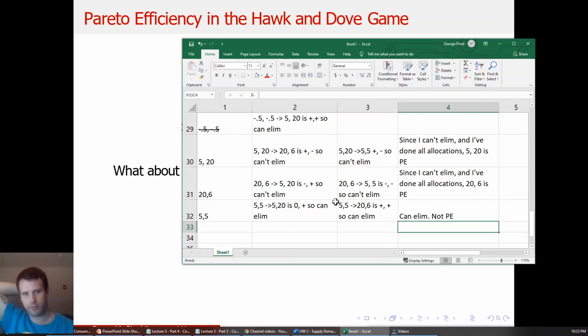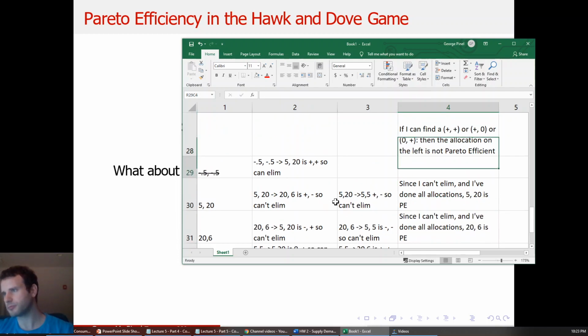You don't have to compare the other ones from it, but you just want to check: is there a party that gains? Is there an agent that gains while another agent doesn't lose? So is there an agent that gains while the other agent gains, or is there an agent that gains while the other player stays the same? The other agent stays the same. And if there is, then you can eliminate. And if not, you have to go to the next allocation until you've exhausted all the allocations, and then you can say it's Pareto efficient. Okay.